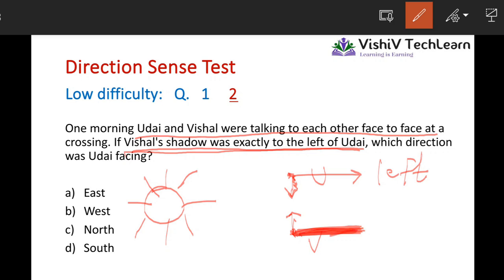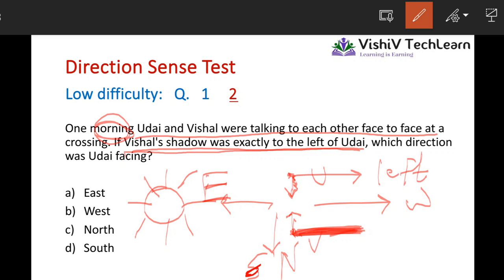So if the sun is here and it is morning time, then we can conclude that this direction is east. Then this direction must be west. Then here on the left side there must be north, not south, north, and on the opposite side there must be south. Now the question is, which direction was Uday facing?